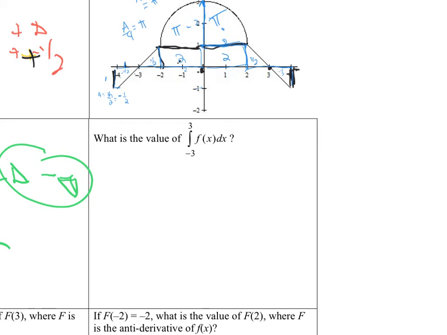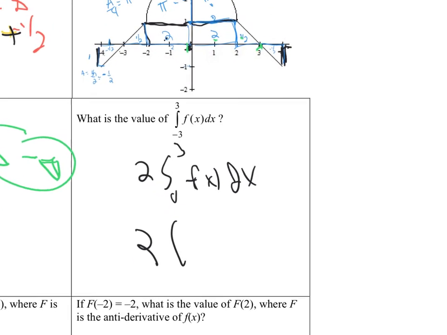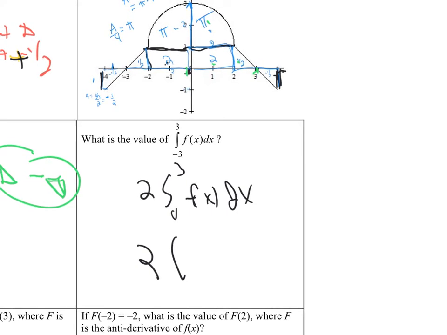Negative 3 to 3. Well, we've already done 0 to 3. 0 to 3 was the pi plus the 2 plus the half. So this would just be 2 times the integral from 0 to 3 of f of x dx. And that'd be 2 times, wasn't it 5/2? Pi plus 2 plus a half was pi plus 5/2.